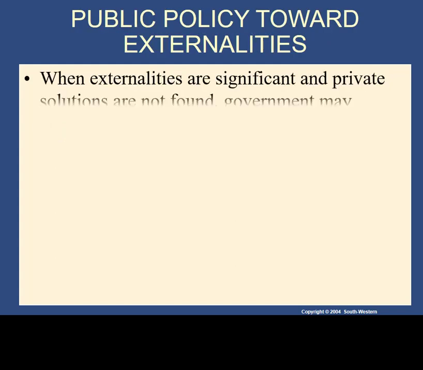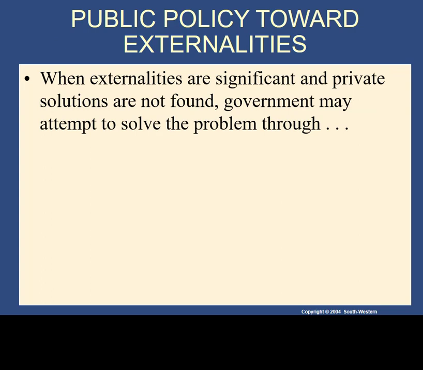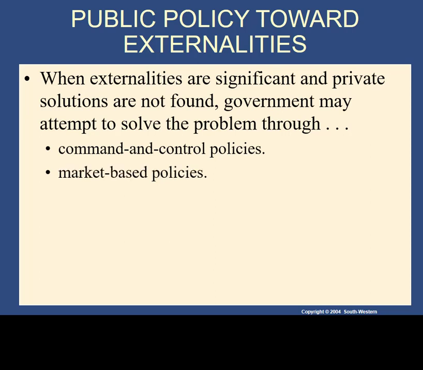And what are other sorts of solutions? Well, when there are significant externalities and private solutions aren't possible, the government can attempt through what we call command and control policies or through market-based policies. So command and control policies are where the government tells you, no, you can't have a party after 11 p.m. at night. A market-based policy would be something like, well, the government requires you to buy some sort of a permit, and they try to set the permit price so that people won't have too many of these late night parties.